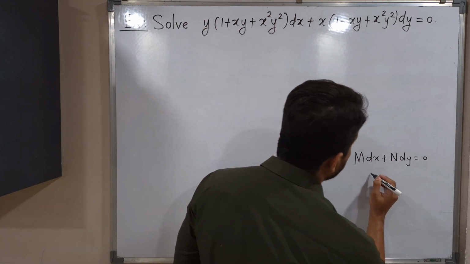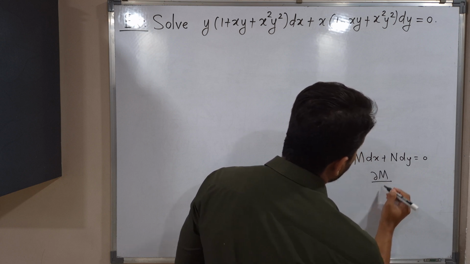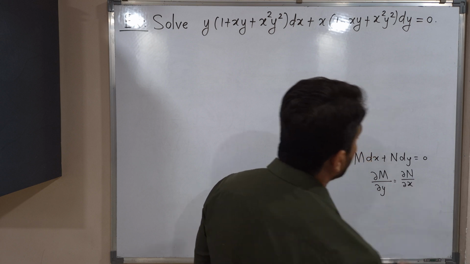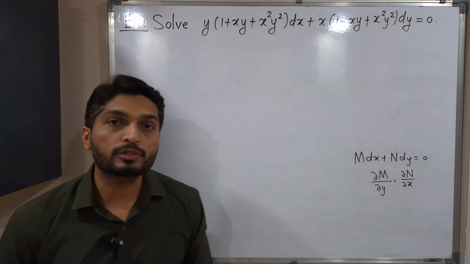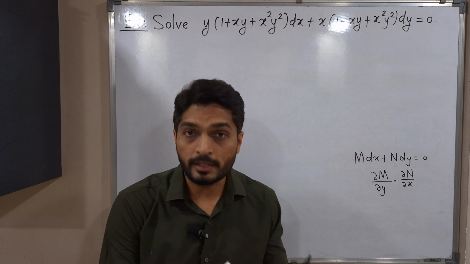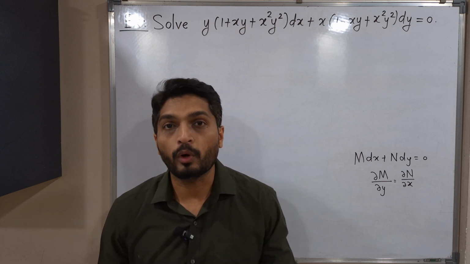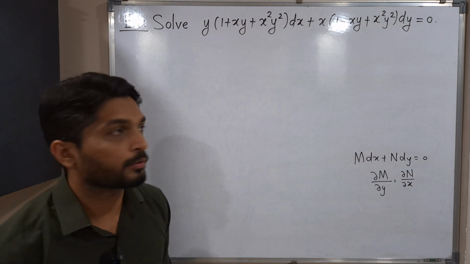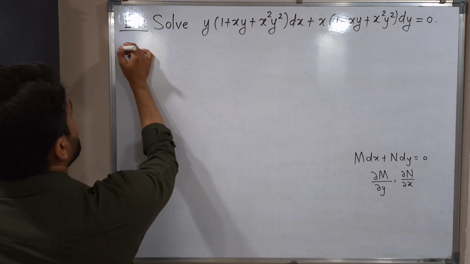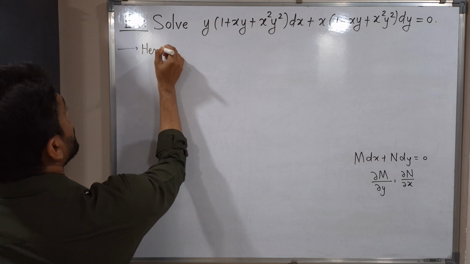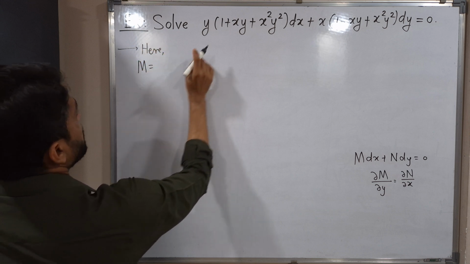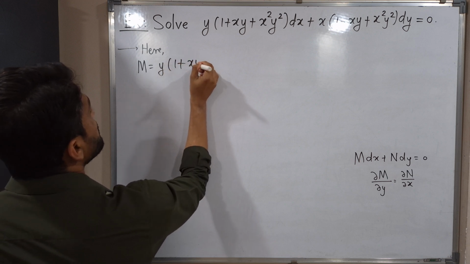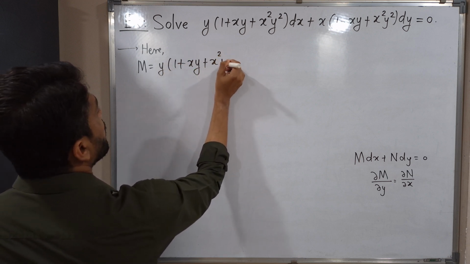We say it is an exact differential equation if the partial derivative of M with respect to y is the same as the partial derivative of N with respect to x. If these two partial derivatives are equal, we say the differential equation is exact, otherwise we say it is non-exact. So let us check whether the given differential equation is exact or not. Let me note down M first. What is M? The multiple of dx is M. So y(1 plus xy plus x square y square).